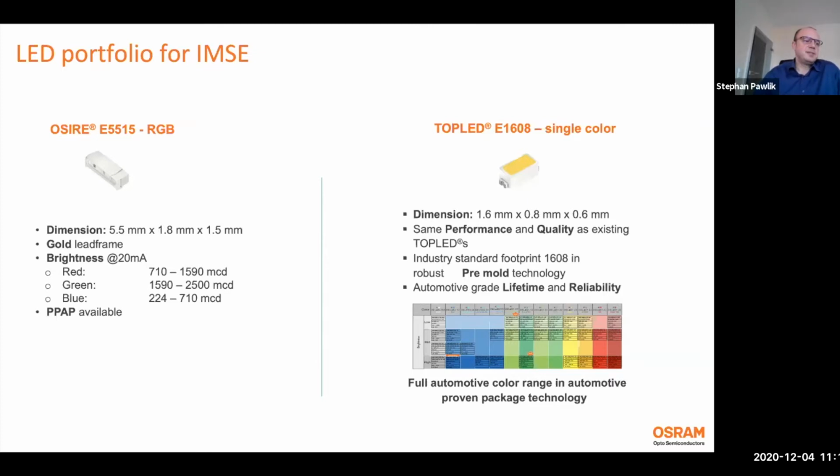Even though RGB is getting more and more popular in automotive, there's still a high demand for single colors. For these applications, the Topled 1608 is the package of choice, combining the performance and the quality of the well-known Topled in a smaller package. And besides, the package size 1608 is also very familiar in the industry. So Topled 1608 is offering the whole automotive interior color range.